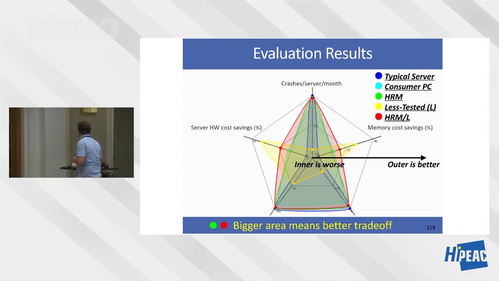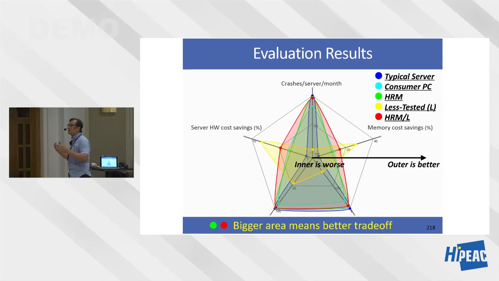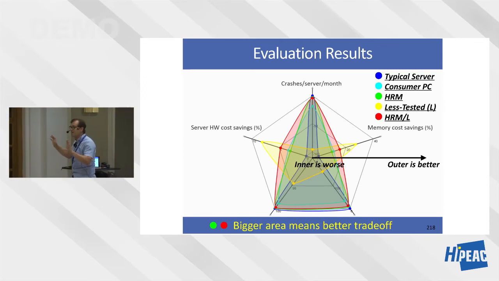Now the advantage of this is that it could get you to a trade-off space that's much better than today's systems. Typical servers today, for example, try to maximize everything. As a result, they have very high cost and very high memory cost. Whereas by allowing some data to be incorrect, whenever that data doesn't matter that much, you can actually reduce the cost significantly. That's what this HRM does over here. So in terms of availability and crashes, we're very close to a typical server, but we have a lot of cost savings.